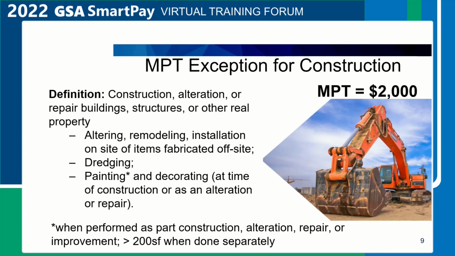Micropurchase threshold exception for construction. Construction is defined as construction, alteration, repair of buildings, structures, or other real property, and it includes improvements of all types. Examples of construction include building a structure, repairing a hole in a parking lot, replacing a window, etc. Some tasks which appear to be services are actually construction, depending on the volume of work being performed. The micropurchase threshold for construction is $2,000.